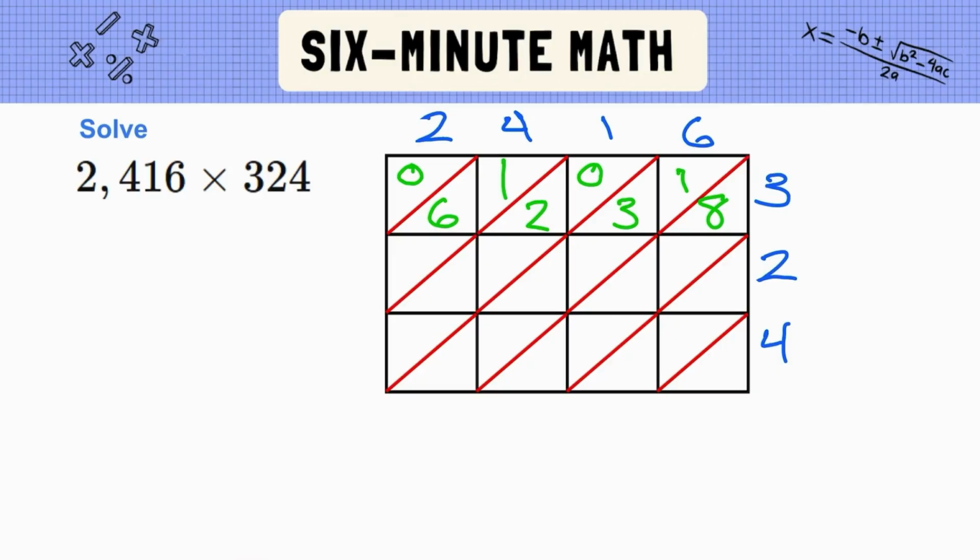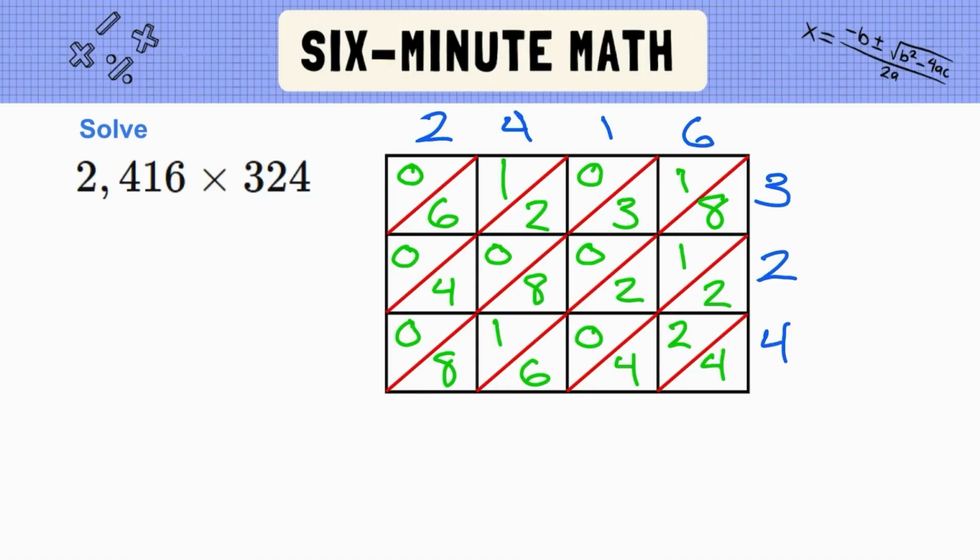2 times 2 is 4. 4 times 2 is 8. 1 times 2 is 2. And 6 times 2 is 12. Last row here, we have 2 times 4 is 8. 4 times 4 is 16. 1 times 4 is 4. And 6 times 4 is 24.